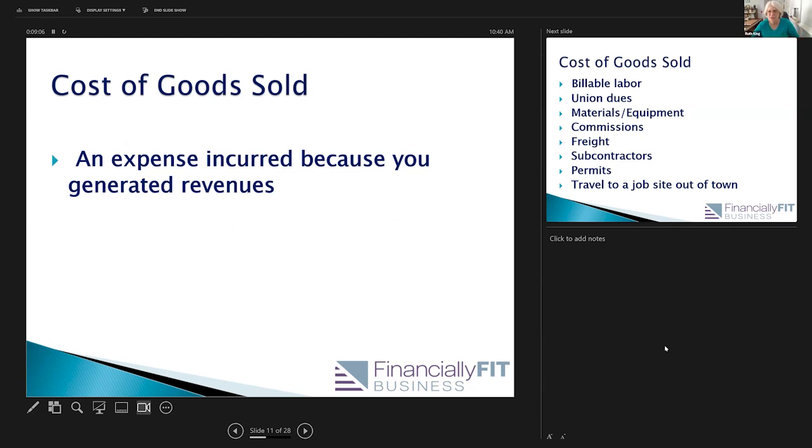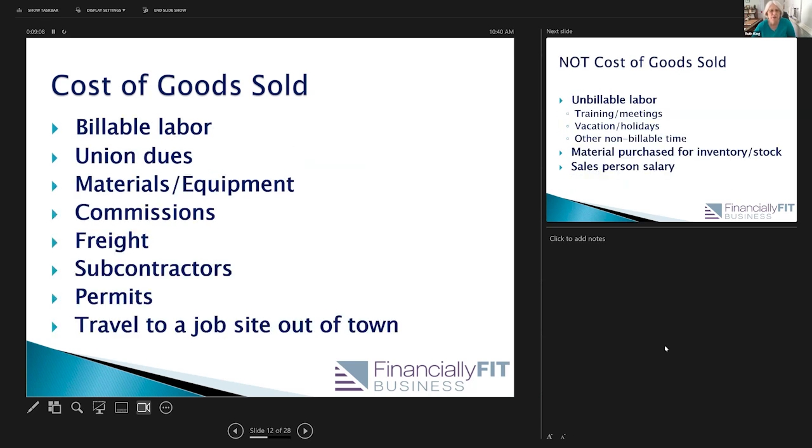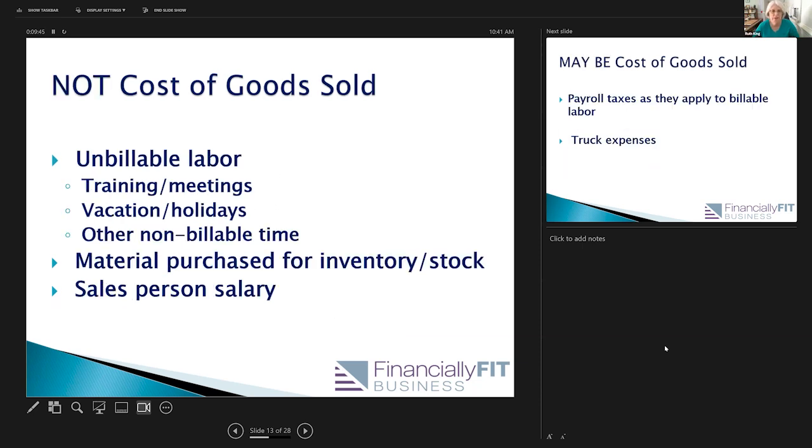Okay. So here are some of my examples of cost of goods sold. Billable labor. All right. If you've got people who are working on projects and generating bills to give to customers, union dues, materials and equipment, commissions, freight, subcontractor, permits. If you're traveling to a job site out of town, or you've got a client in a different state and they have to pay airfare and things along those lines, and rental cars and hotels, etc. That's really a cost of goods sold because it should be billed to that particular customer or that particular customer's project. So what I don't consider cost of goods sold is unbillable labor.